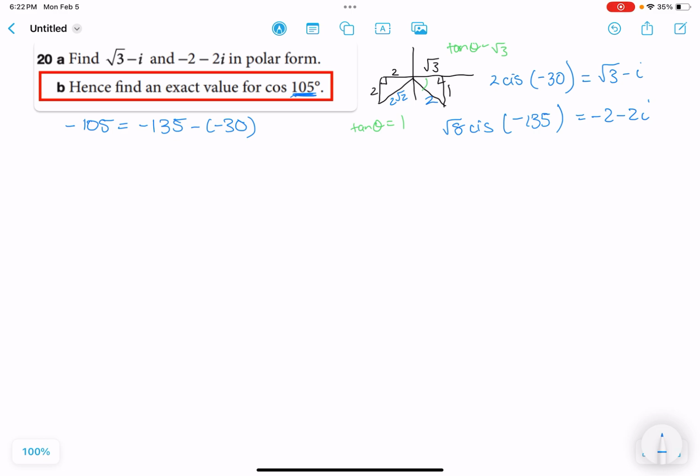So what I can say is, let's have a look at which one was 135, the 2 root 2. So if I go 2 root 2 cis negative 135 and I want to subtract, we know that means divide if we want to subtract the angles. So the other one was 2 cis minus 30. Just to make it easier, I'm going to call that one Z and I'm going to call this one W. So W on Z is that.